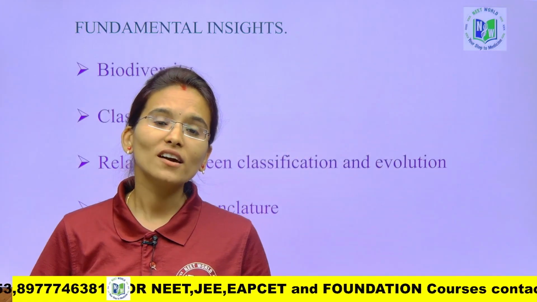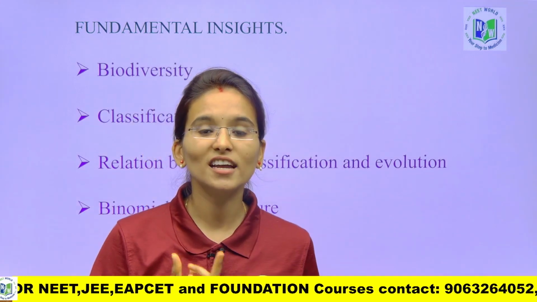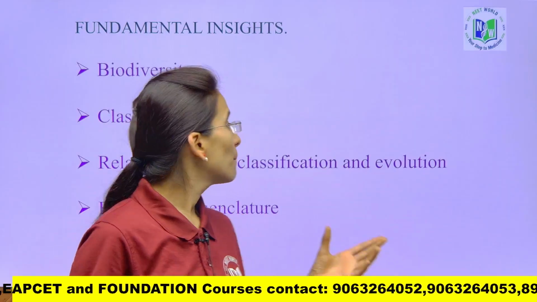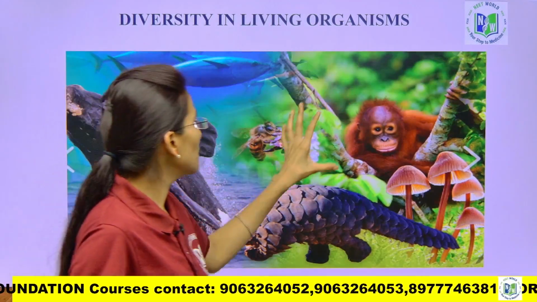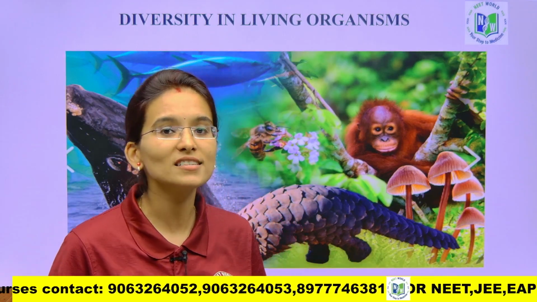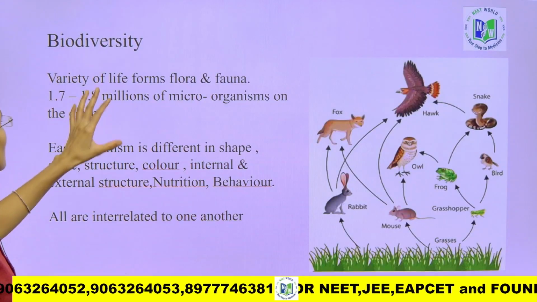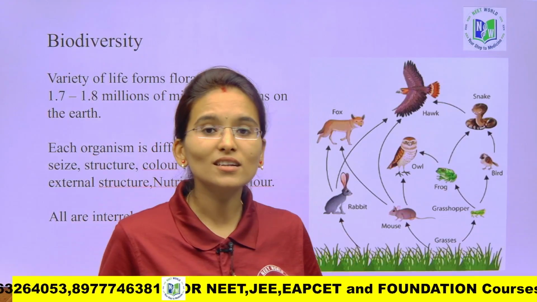So biodiversity is nothing but, what is the term diversity indicates actually? Diversity in the sense variety. So biodiversity is nothing but the presence of variety of plants, animals, insects which live together in an ecosystem, right? So nearly millions of microorganisms are present on the earth.